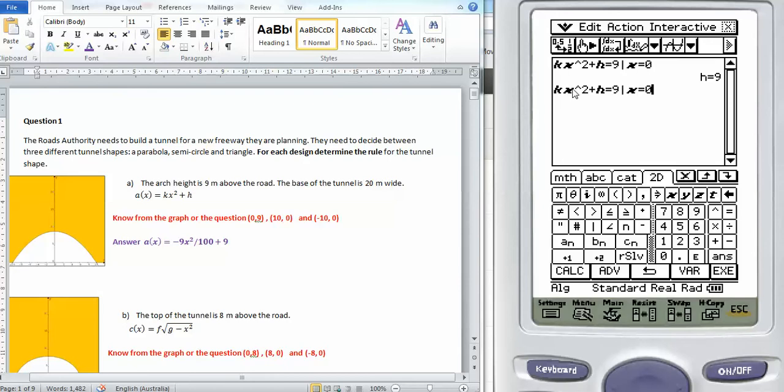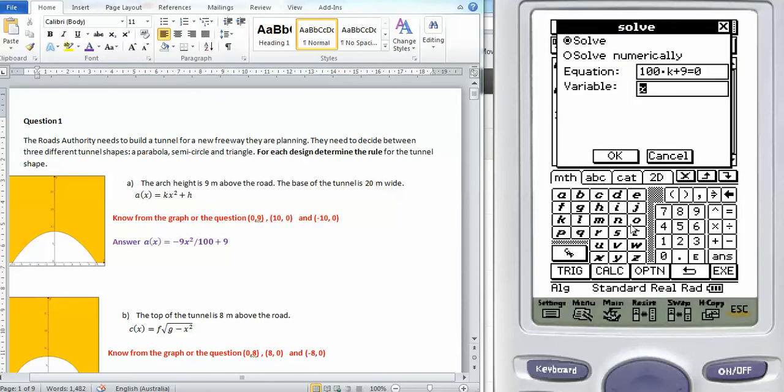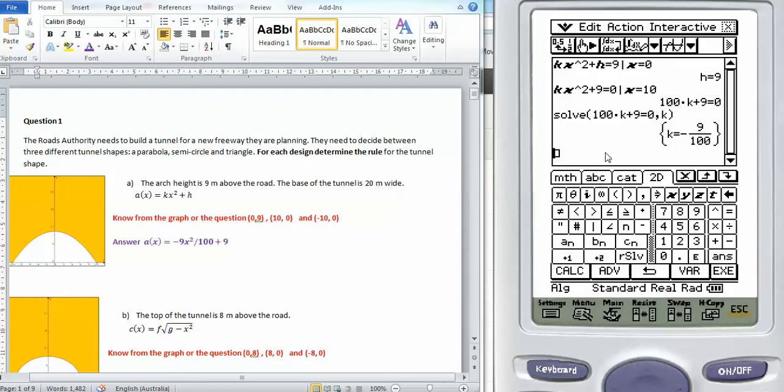I also know that it equals 0 when x equals 10. And I can sub in my value for h, which is 9, execute, and if I solve that for k, k equals minus 9, and that's where my answer comes from.